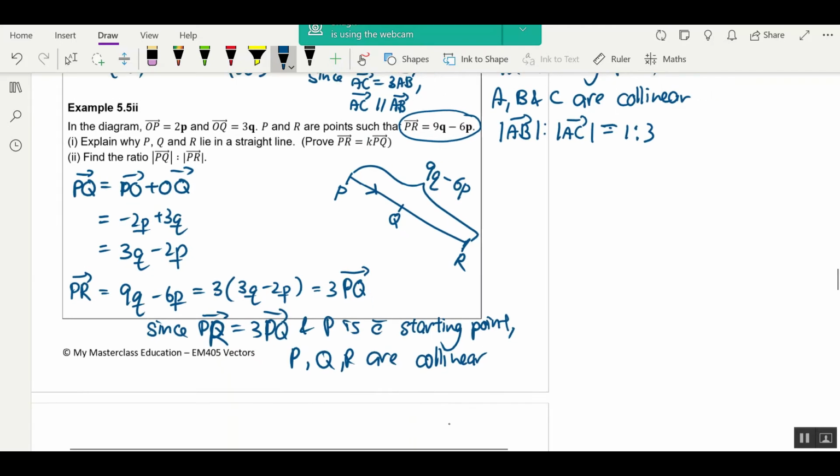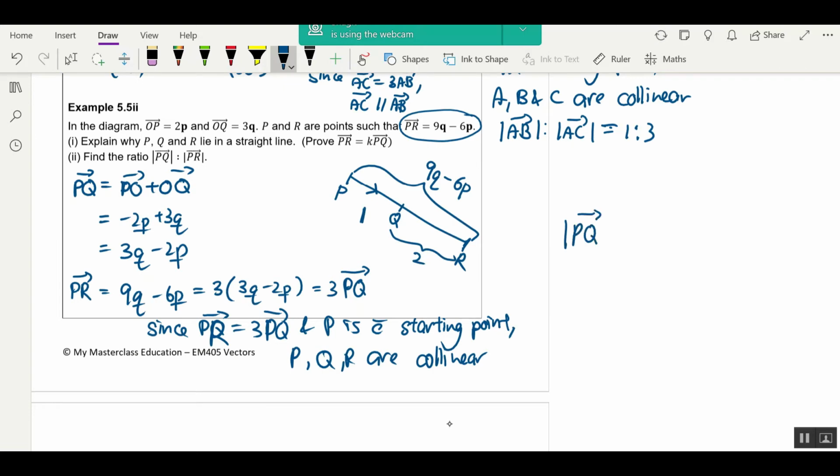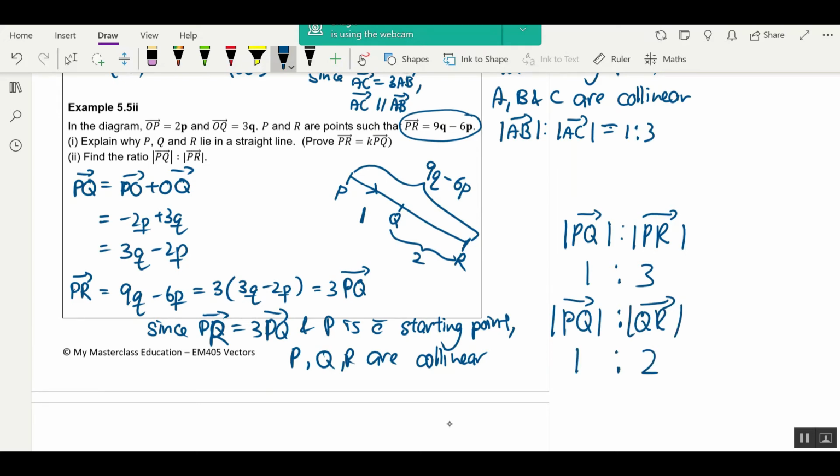Okay, and what is the ratio? They say that PR is 3 times of PQ, which means that PQ is 1 unit. QR here would actually be 2 units because PR, the whole thing, is 3 units. So the ratio of PQ to PR is 1:3. If the question wants the ratio of PQ to QR, then it will be 1:2, because PR, the whole thing, is 3 times of PQ, which means that P to R is 3 units.